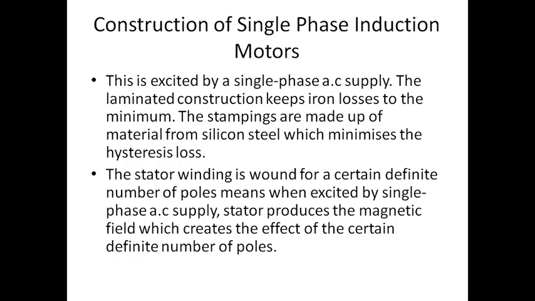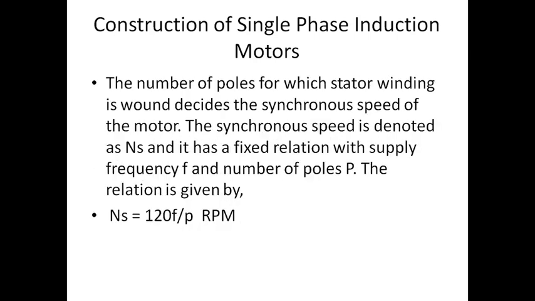The stator winding is wound for a certain defined number of poles. Again, here also your speed equation will not change at all, for three phase or single phase. So my frequency and my poles decide the synchronous speed. If I want more speed, the frequency should be increased. If I want more frequency, again the poles are to be reduced. So my synchronous speed will not change at all. N is equal to 120 F by P RPM.